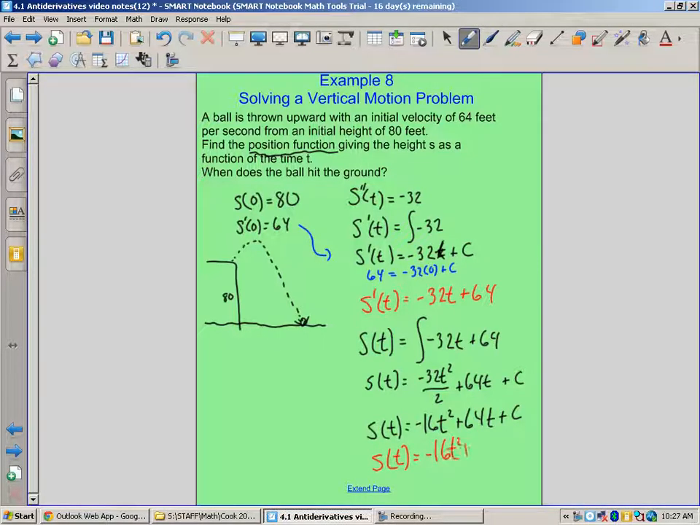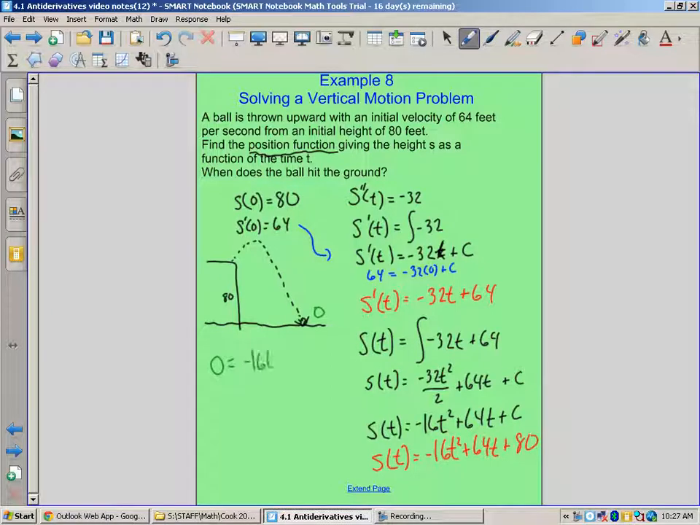But we want to know when the ball hits the ground. So how do we find out when the ball hits the ground? Well, we ask what is the height of the ball when it hits the ground? That's position. The position of the ball is 0 when it hits the ground. So I'm going to take the position function that I worked so hard to get and set it equal to 0. So 0 equals negative 16t squared plus 64t plus 80.